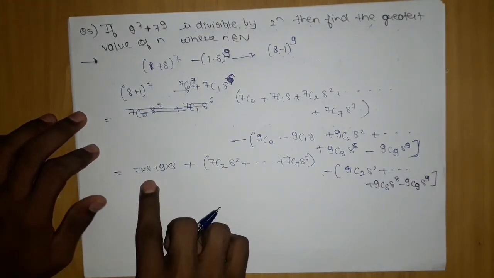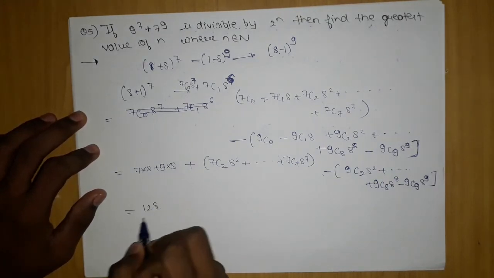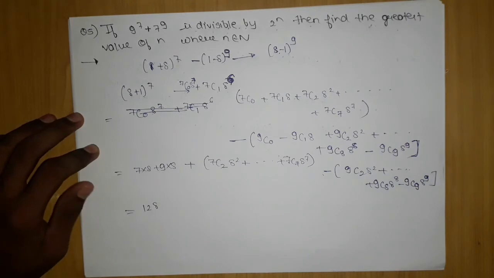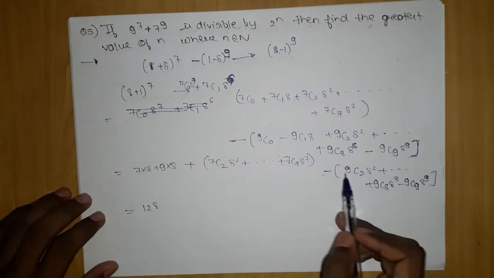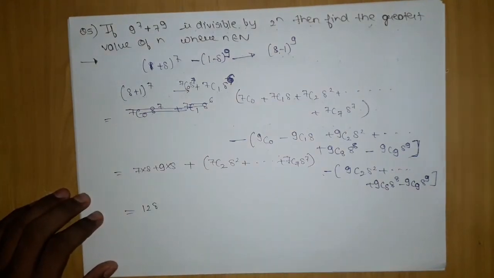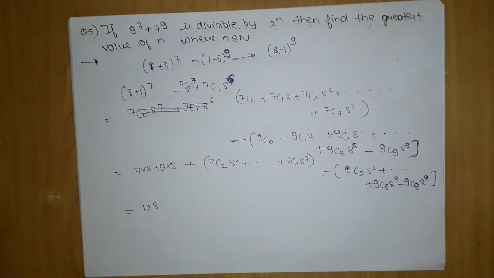You can clearly see this value is nothing but 128. After this, we can see why we didn't take these two numbers: because 8 square and then 7c2 will be some number, it will not be just 7 only, so it will become time consuming and calculative. So we are not doing that.